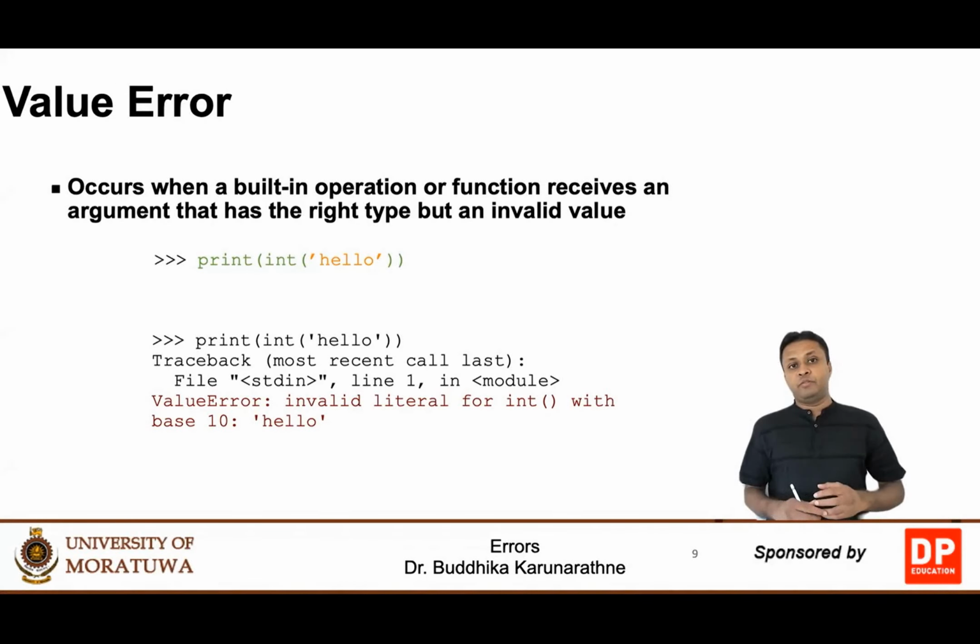Now let's look at what we mean by a value error. A value error occurs when a built-in operation or a function receives an argument that has the right type but an invalid value. In this example, we are trying to print the value of an integer but passing the string value hello to the function int, which is invalid. That is why Python is complaining about a value error.